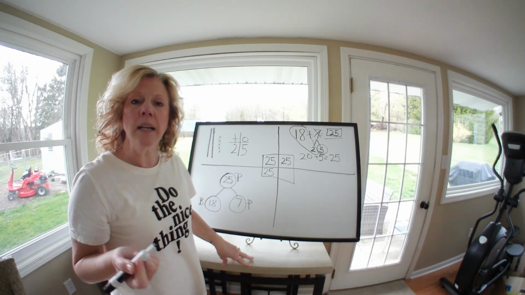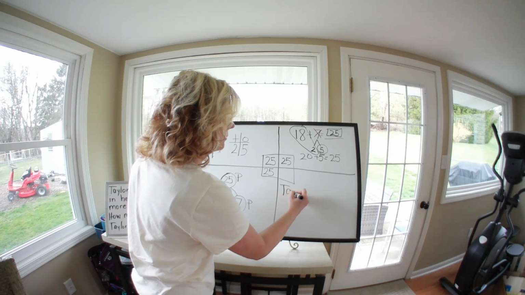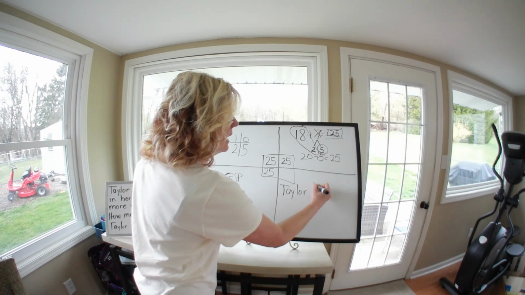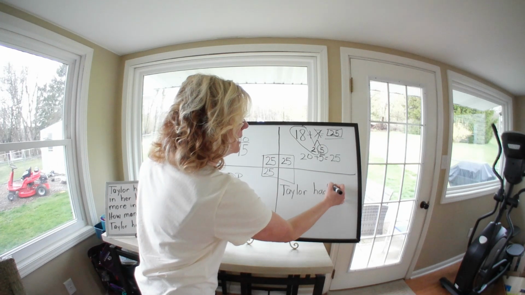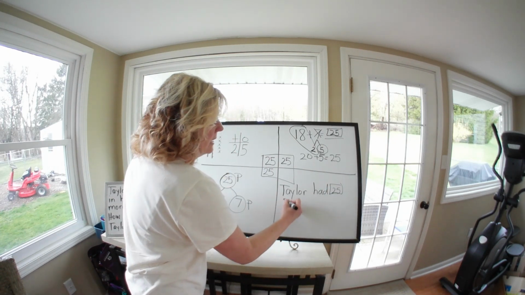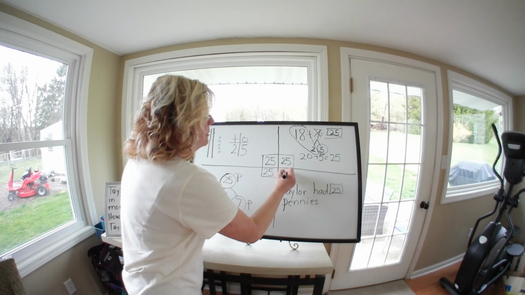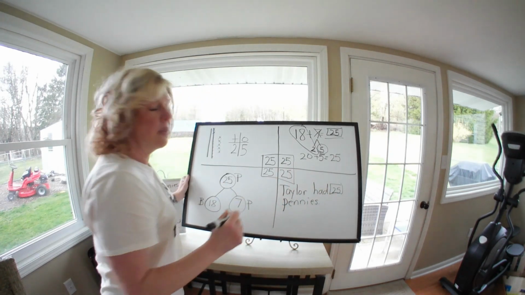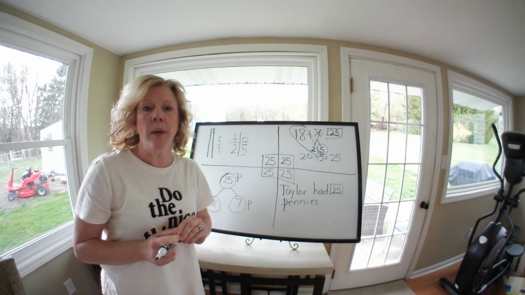We want to know, how many pennies did Taylor have? So we're going to say Taylor had 25. Remember, it has to match the other numbers. And then pennies. And I'm going to write that right here in the middle. That's a complete answer.